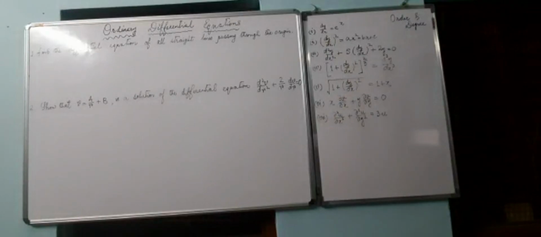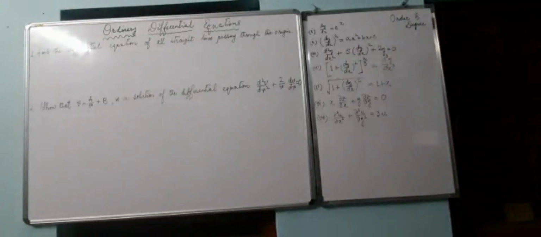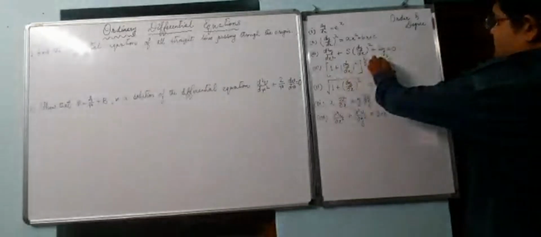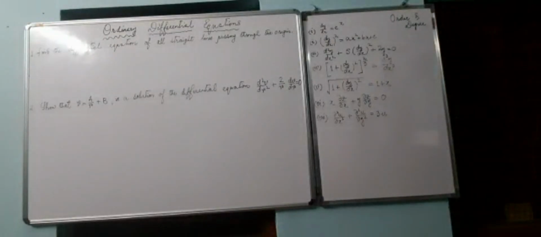Equation 3 is of second order, since the highest derivative is 2. And equation 4 is of third order, since the highest derivative is 3.